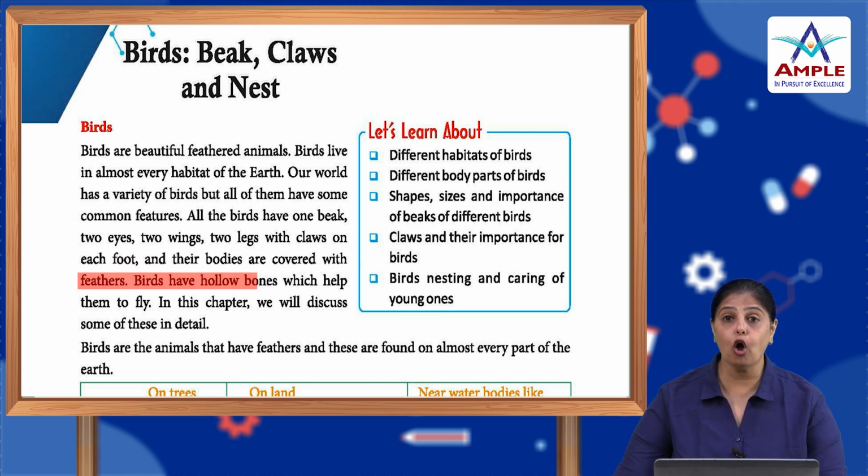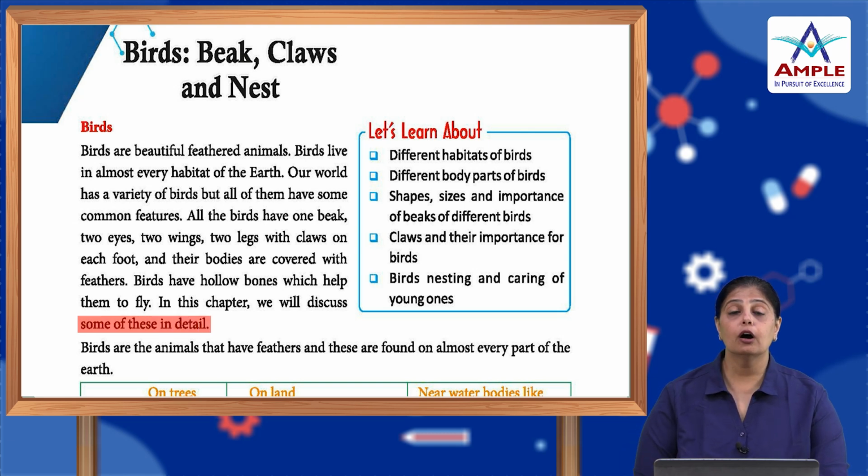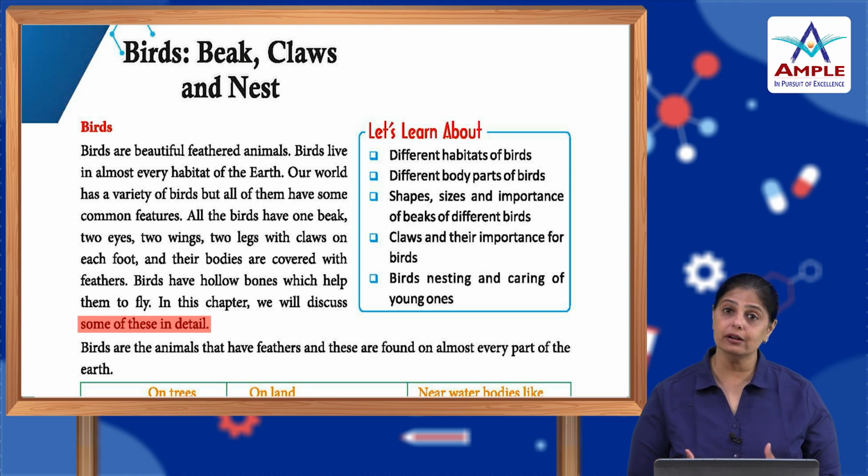Now birds have hollow bones which help them to fly. Okay. So in this chapter we will discuss some of these details. Okay. So children, what do you mean by hollow? Hollow means they are not so heavy, they are lightweight. Okay. And because they have lightweight bones, they are able to fly in the sky.